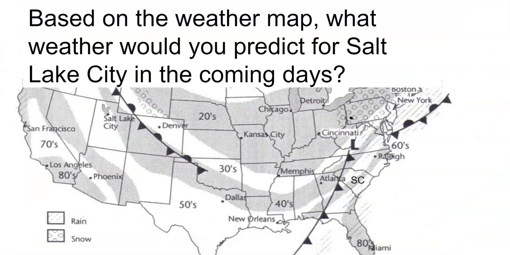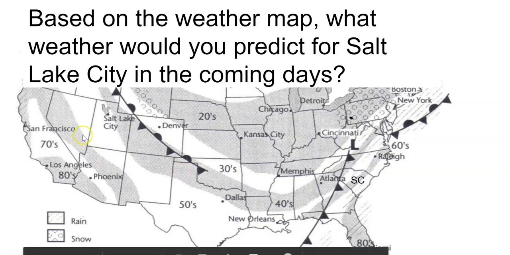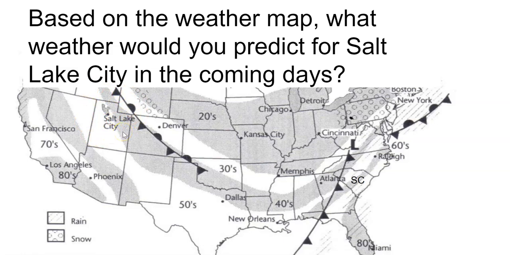Based on the weather map, what weather would you predict for Salt Lake City in the coming days? All right, so first you need to locate Salt Lake City. So that would be right here. All right, and look for clues to tell you. So is there a high pressure system? Is there a low pressure system? Are there fronts nearby? So because there is a stationary front coming towards Salt Lake City, we would expect for the coming days Salt Lake City to get rain.